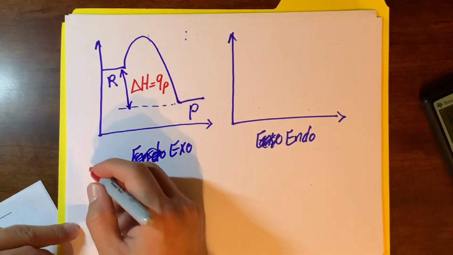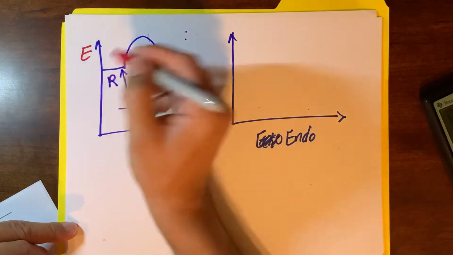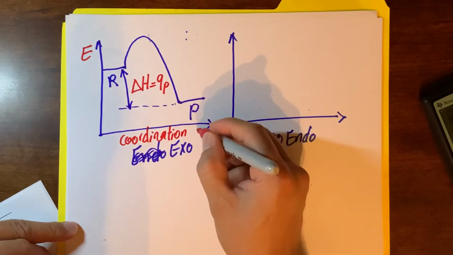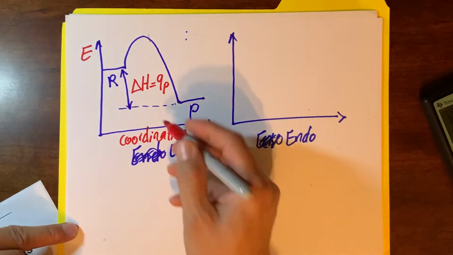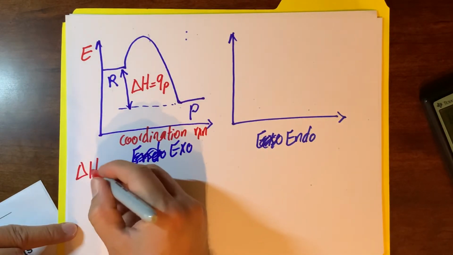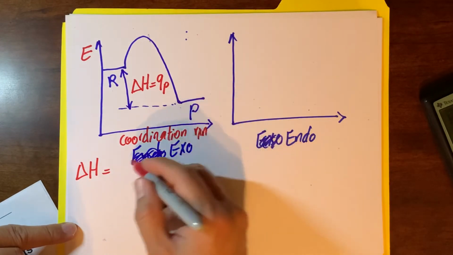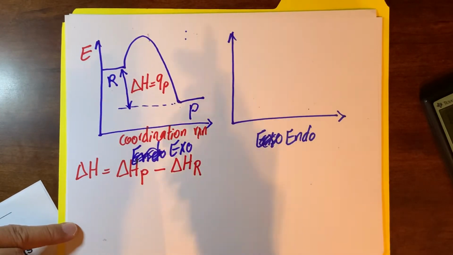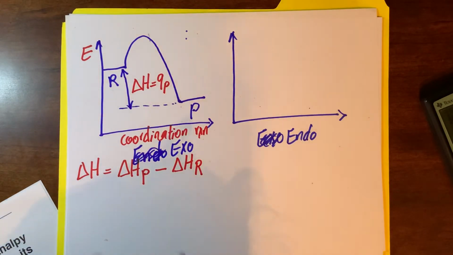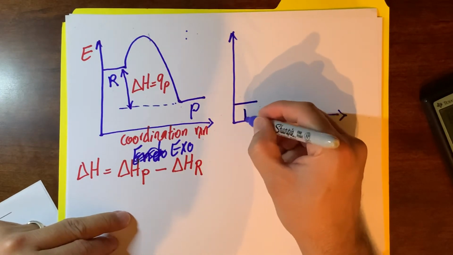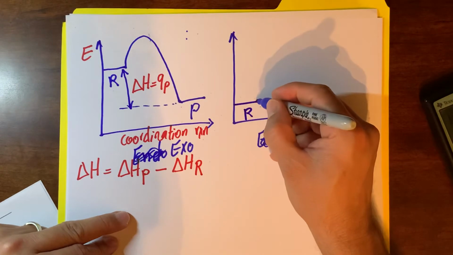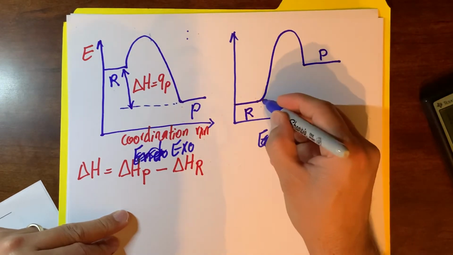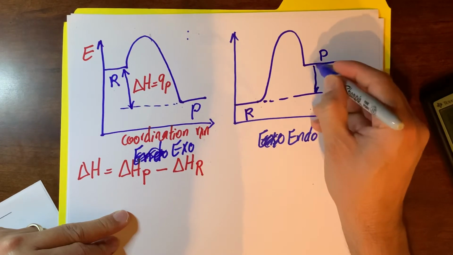How do we get this one? We have energy here, and this is the progress of reaction. The way you get the delta H is going to be delta H of the product minus delta H of the reactant. When it comes to endo, you have the reactant sitting at a lower level of energy than the product, and the gap between reactant and product we call delta H.